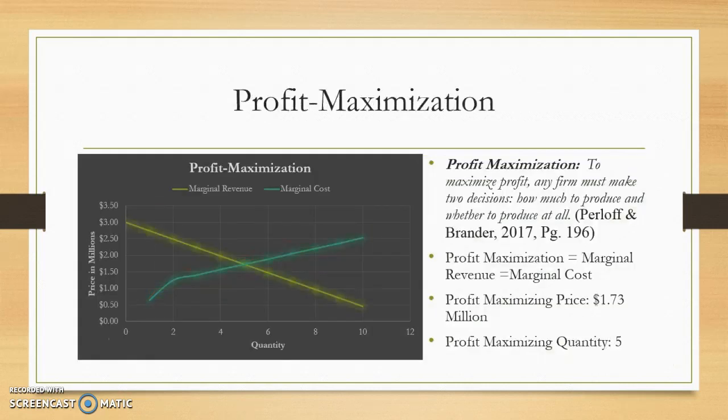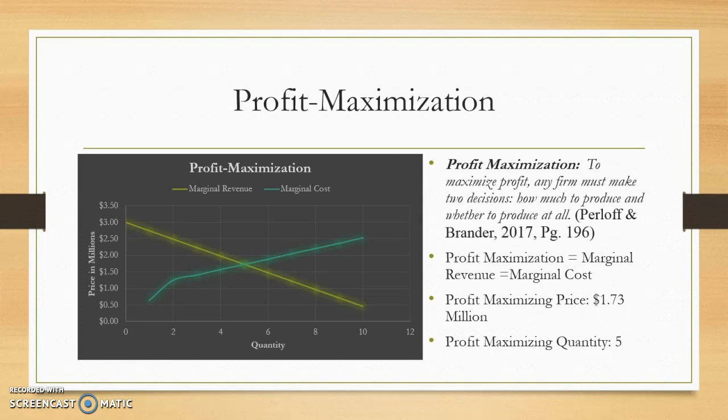In this slide, we cover profit maximization. Profit maximization is defined as follows: to maximize profit, any firm must make two decisions: how much to produce and whether to produce at all. Profit maximization occurs where marginal revenue equals marginal costs. An easier way to think about it.